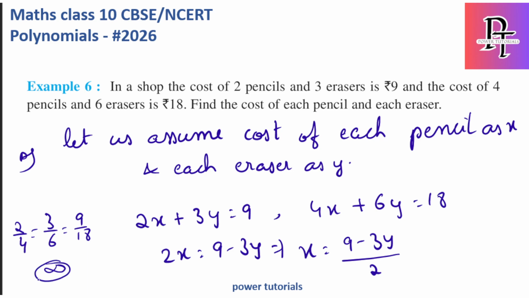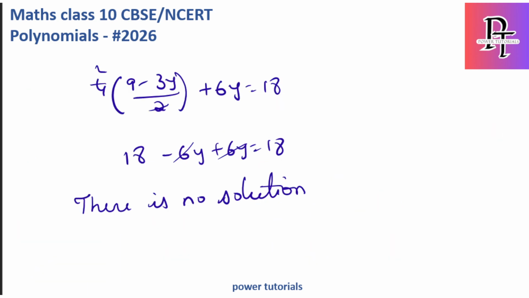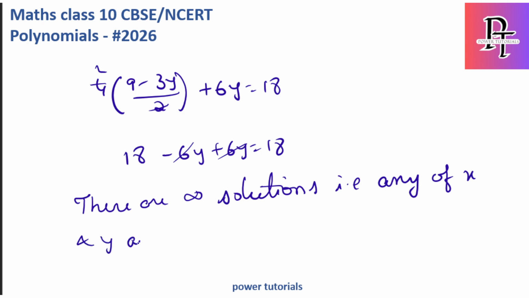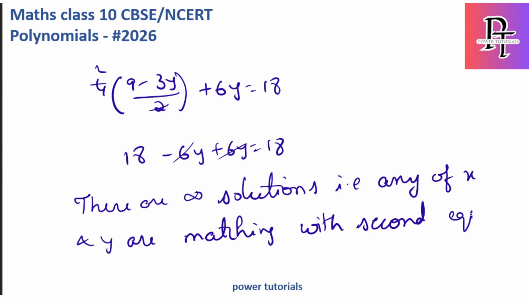Coincident case is infinite. You have to say that there are infinite solutions, that is, any values of x and y are matching with the second equation. So we don't have any specific value, but any values of x and y will satisfy those equations. You have to mention it as there are infinite solutions as the lines are coincident.